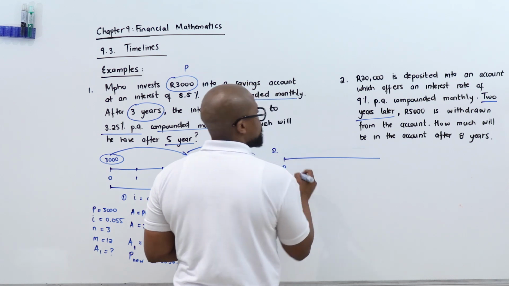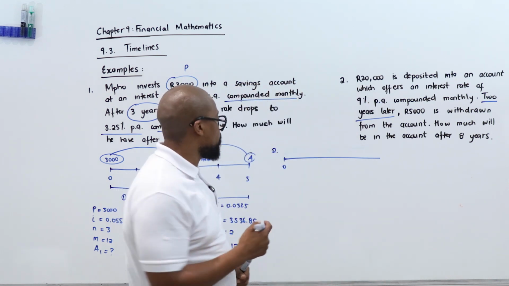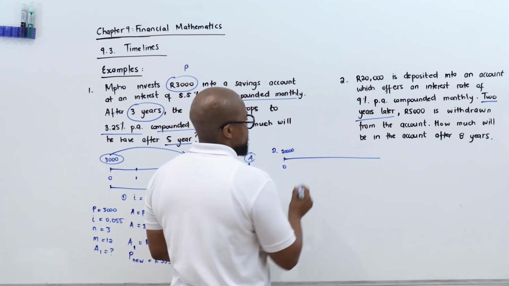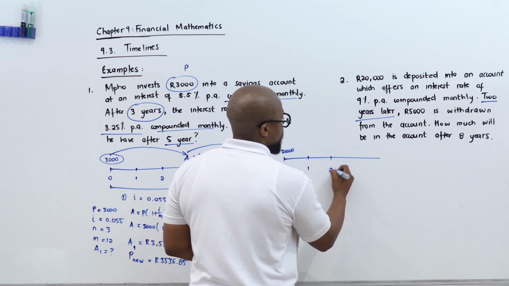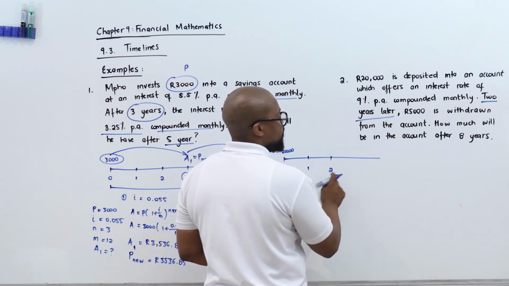Cool. So at time 0, 20,000 is deposited. Remember, P is always the amount borrowed or invested. So we've got 20,000 Rand at time 0, right? And where does the change happen? Two years later, at year 2, 5,000 is withdrawn.